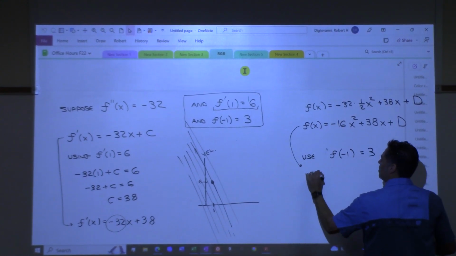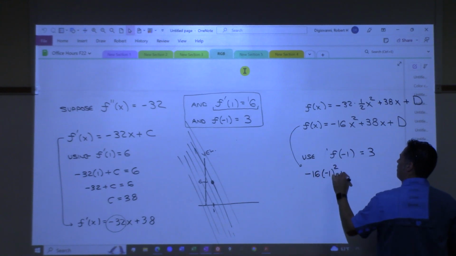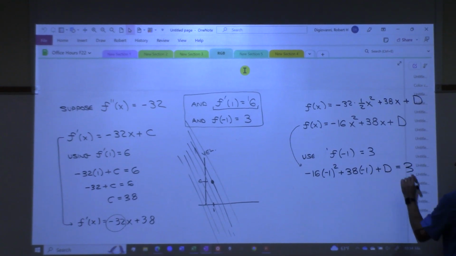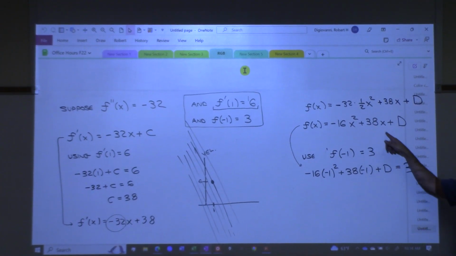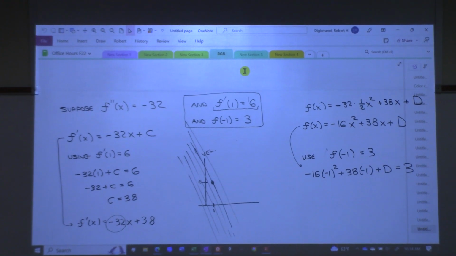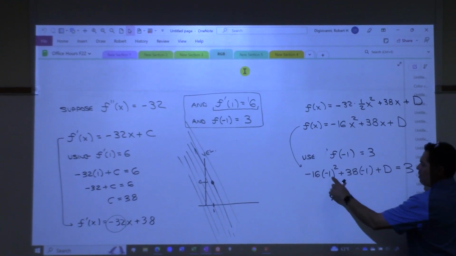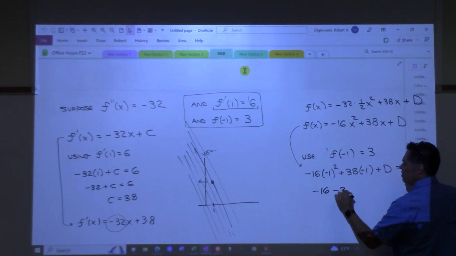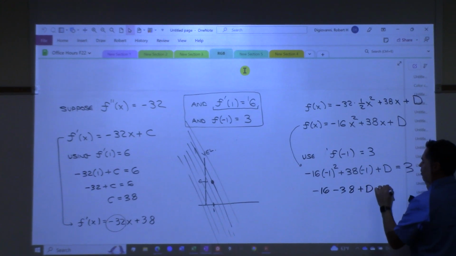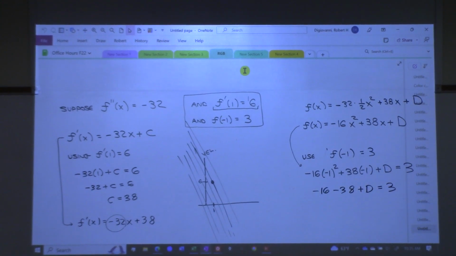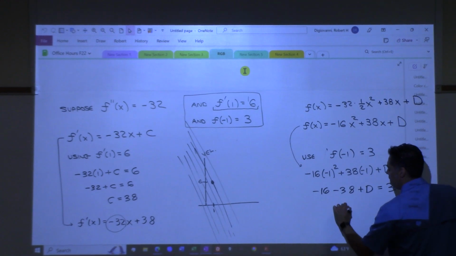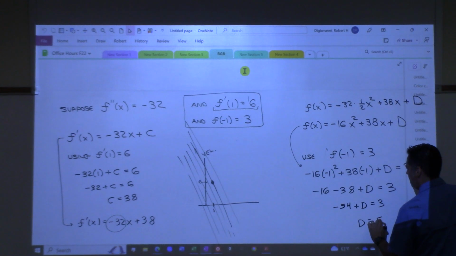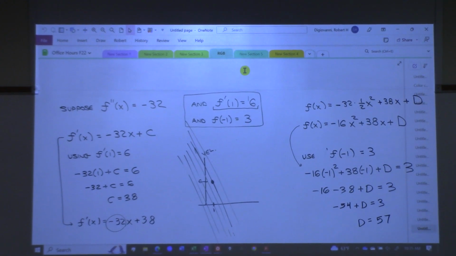If I do negative 16 times negative 1 squared plus 38 times negative 1 plus some d that I don't know, that must turn out to be 3. So replacing all your x's here with negative 1s. Square the negative 1, it becomes positive 1, so that stays negative 16. This becomes minus 38 plus d must equal 3. Negative 16 minus 38 is negative 54. Plus d must equal 3, so d must equal 57. Add 54 to both sides.